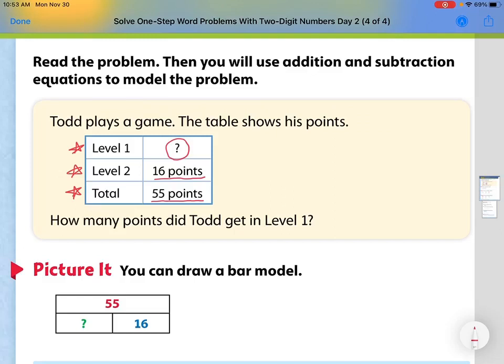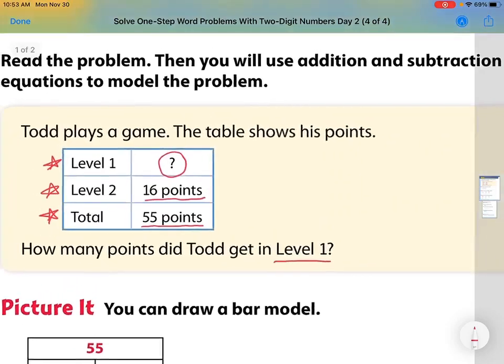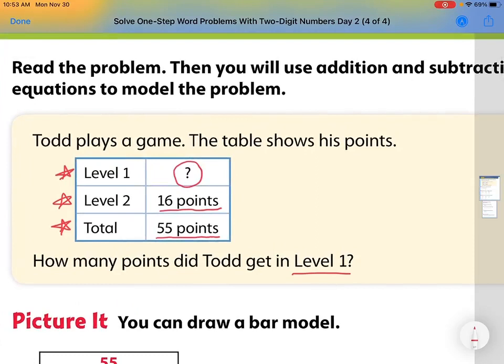So it says, how many points did Todd get in level 1? And that's our question. So we're going to just take a look at that and think about that. Do you suppose that they want us to find the total amount? Are they asking us to find the change, like how much did the first score change to get the total? Or are they wanting us to find the start? How did this problem start? So that's the question we have to think about.